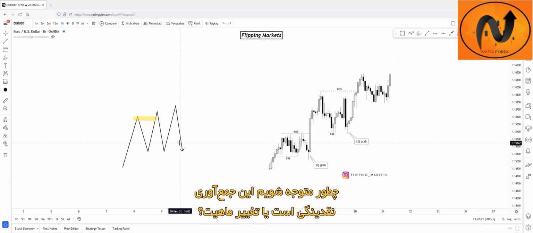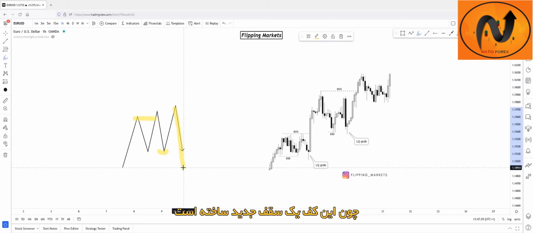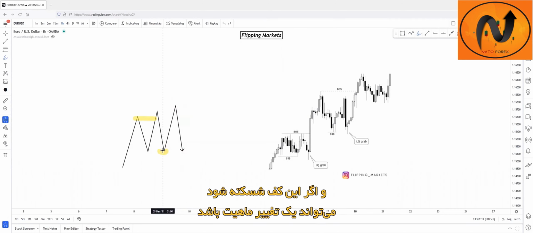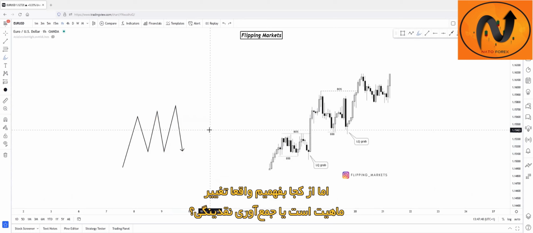How can we identify if it's just a liquidity sweep or a change of character? So if price breaks this low point, that could easily be a change of character because this low has created a new high here. And if this low point breaks, that can be a change of character here and the change in the trend. Okay, but how can we identify if it's really a change of character or just a liquidity sweep?